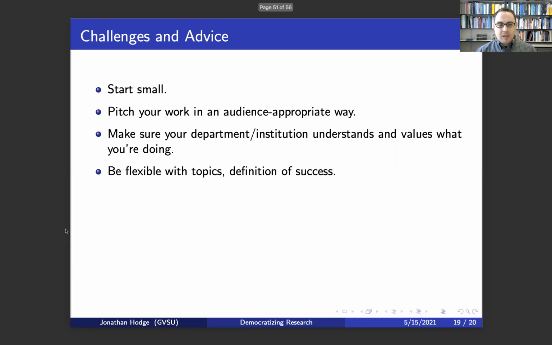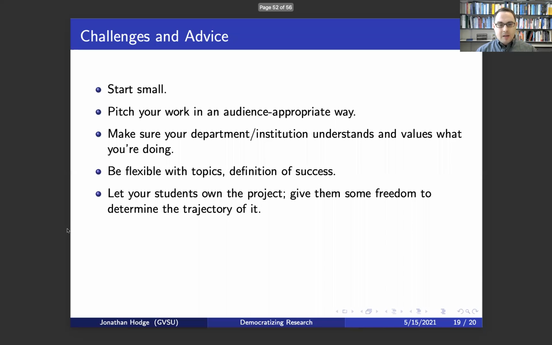I'd say be flexible with their topics and what your definition of success is. It looks different for different students. And one of the things that has been most beneficial in my work with students is just letting the students own the project and letting them go in directions that you would not necessarily anticipate. Some of the best results have come from ideas that I never would have thought of. We work with these brilliant students. We need to let them be brilliant and not try to be too narrow and micromanage projects.